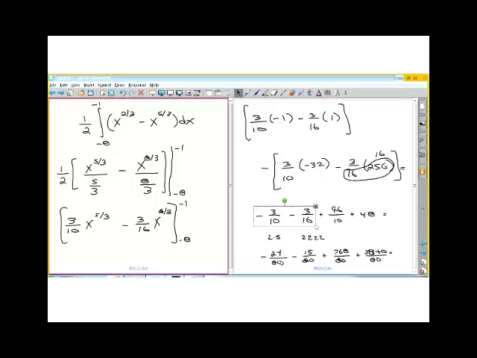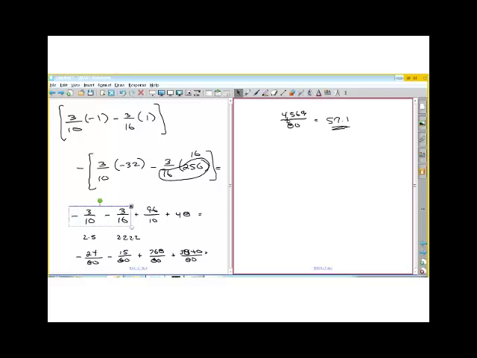Then I said, okay, we've got a common denominator of 80, because 8 times 10 is 80, and 5 times 16 is 80. So I multiplied the numerator and the denominator by 8, by 5, by 8, and I multiplied the numerator by 80 because it's not a fraction yet. So then I add everything together: -24 plus -15 plus 768 plus 3840.